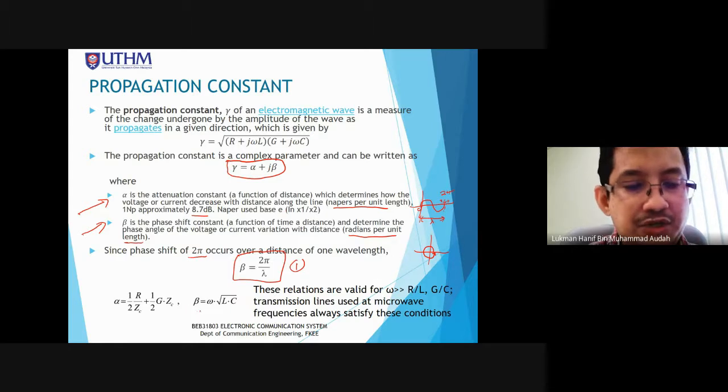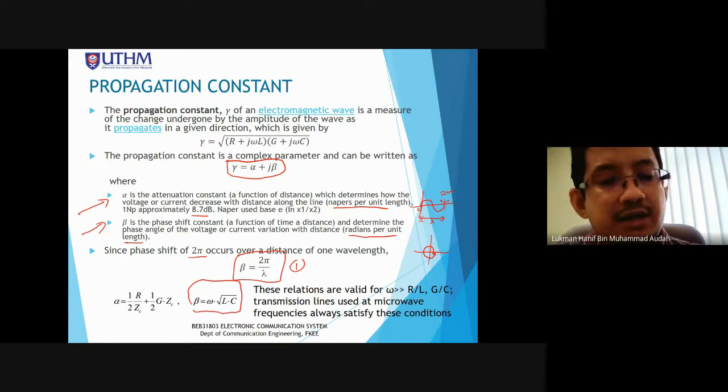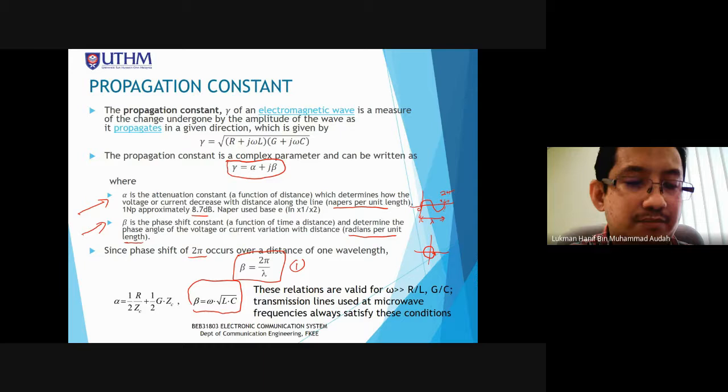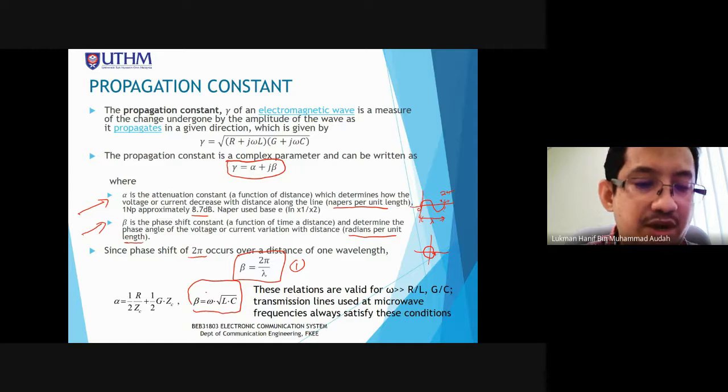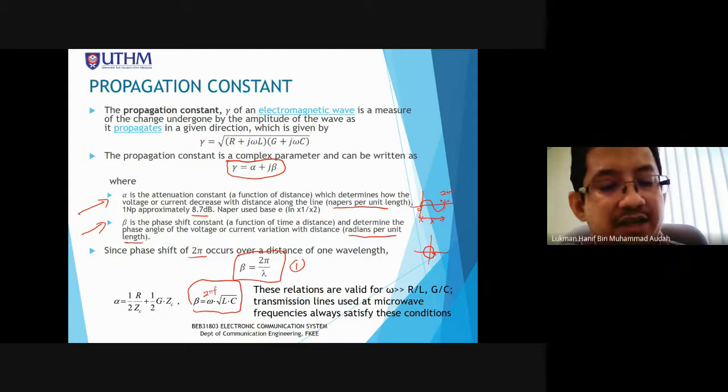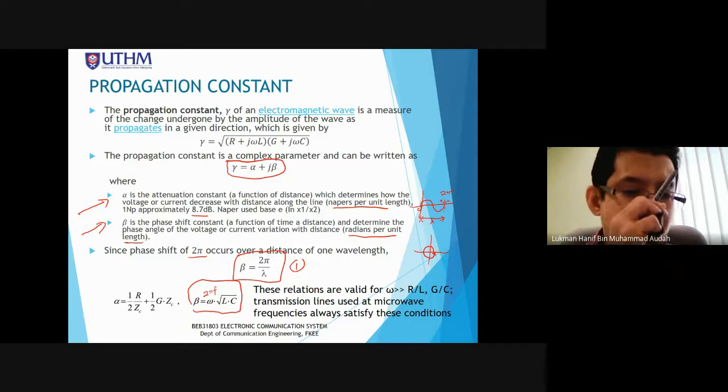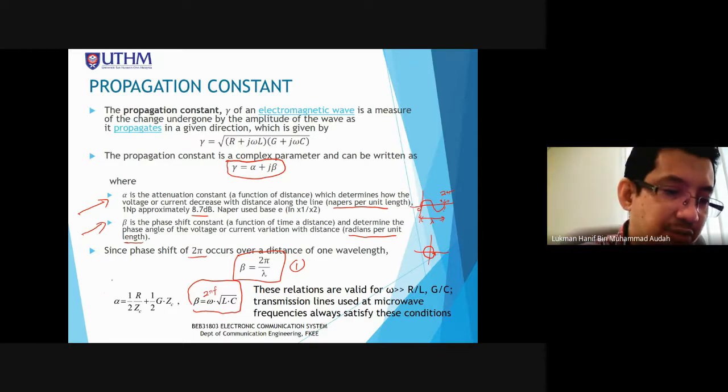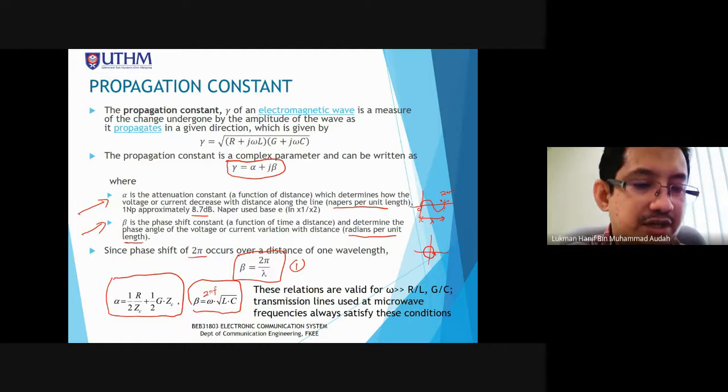Persamaan beta yang kedua boleh juga kita mengukur menggunakan kaedah ini. Okay, sekiranya kita diberikan nilai inductance dan juga capacitance, maka kita boleh mengira nilai beta menggunakan persamaan ini. Omega times square root of LC, where omega is 2 pi f. Omega ini adalah 2 pi f darabkan dengan square root of L multiplied with C. So we get the value in terms of radians per meter. Okay. And then this equation alpha, ini boleh juga kita buat dalam sebutan ini 1/2 R over ZC plus 1/2 G multiplied with ZC. Okay.